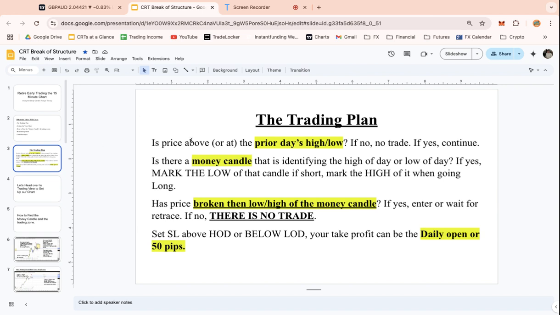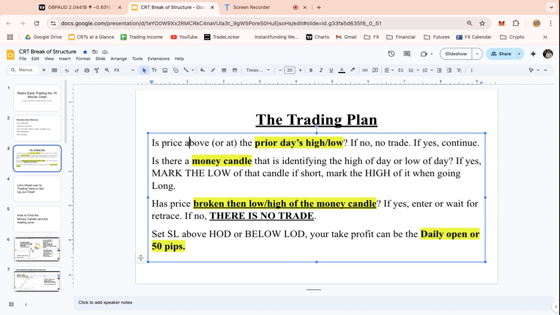So here we go. Ideally during London session or US session, but it could be any time of day. Ideally what you're going to want to look for is this. The first question that you need to ask yourself: is price at or above the prior day high or the prior day low? If price is consolidating inside the prior day's range of the high and the low, there is no trade there. It's just consolidating.